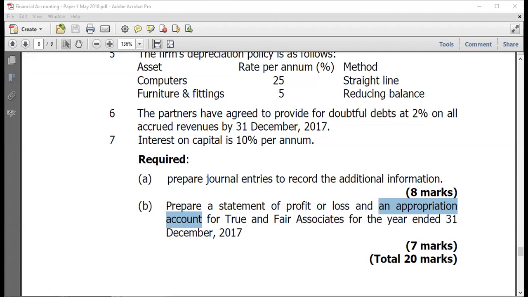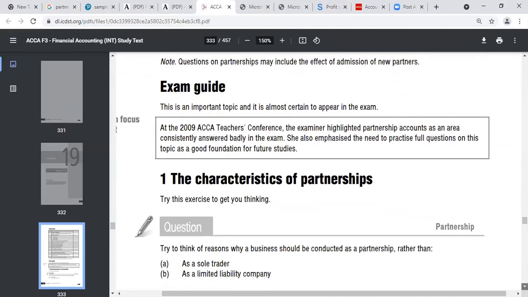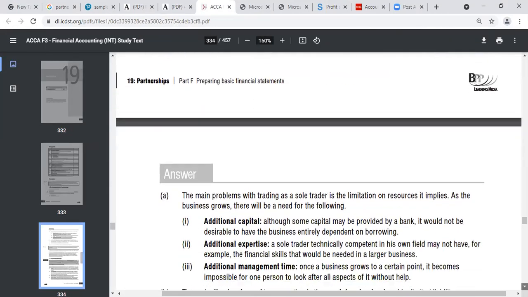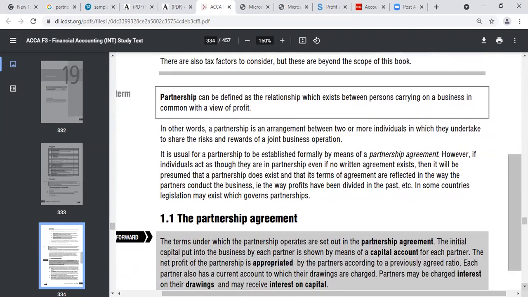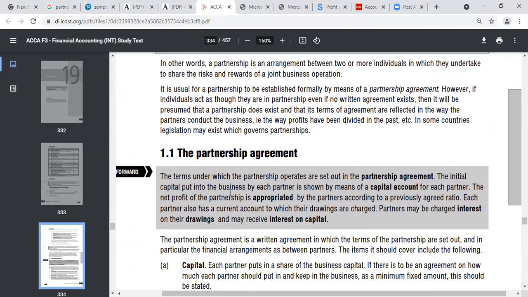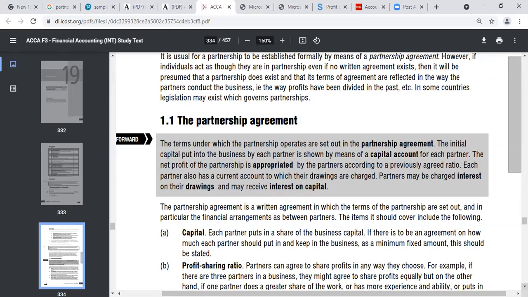So back to here. This is just an exercise that you can basically read, okay? Like I indicated, a partnership is a relationship that exists between two or more people carrying out business with a view of a profit. And I already hinted on the partnership agreement, and I said one of the key things that it looks at is how partners will share the profits.